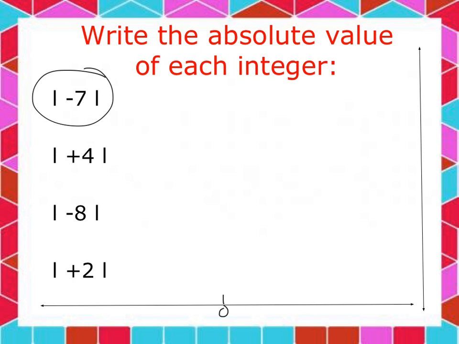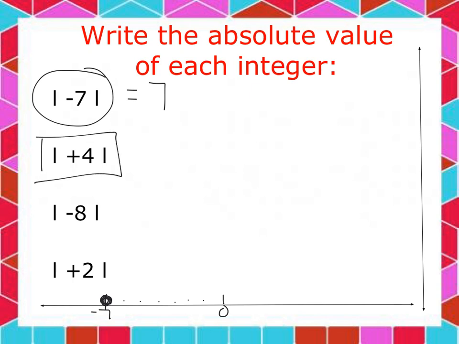So I'm going to start at 0 and count backwards. Negative 1, 2, 3, 4, 5, 6. Negative 7 is about right here. And now I want to know how far it is from negative 7 to 0. If I counted my spaces, there are 7 spaces. So negative 7 is 7 spaces from 0. Therefore, the absolute value of negative 7 is 7.